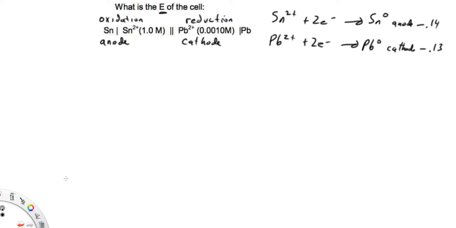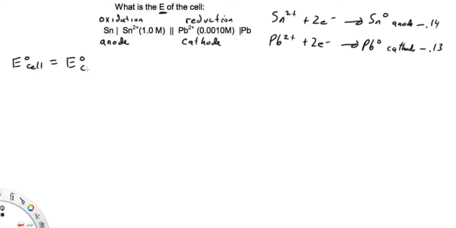All right, so let's take a look. We want to calculate E of the cell, but we need to calculate E naught of the cell. E naught would be the voltage if everything was 1 molar, and it's not. So let's just calculate that.